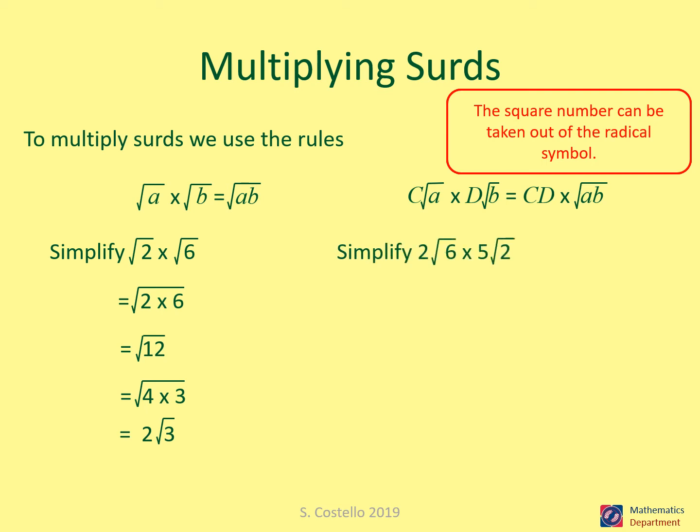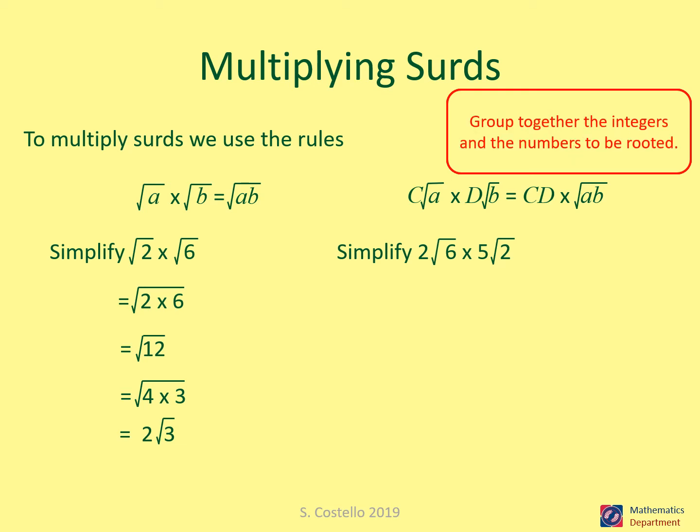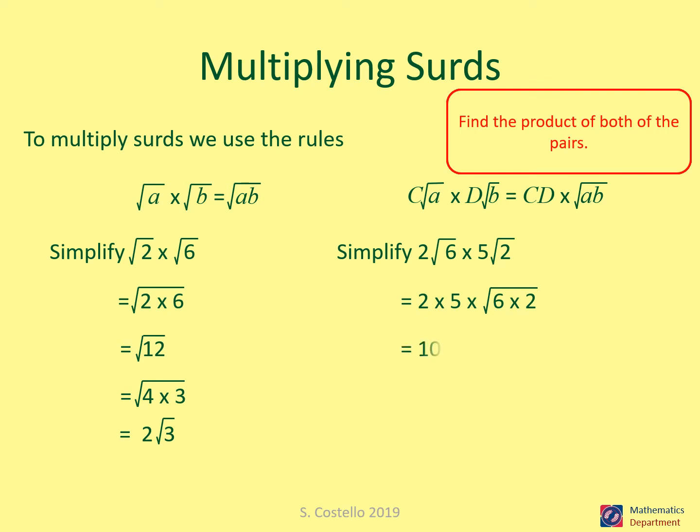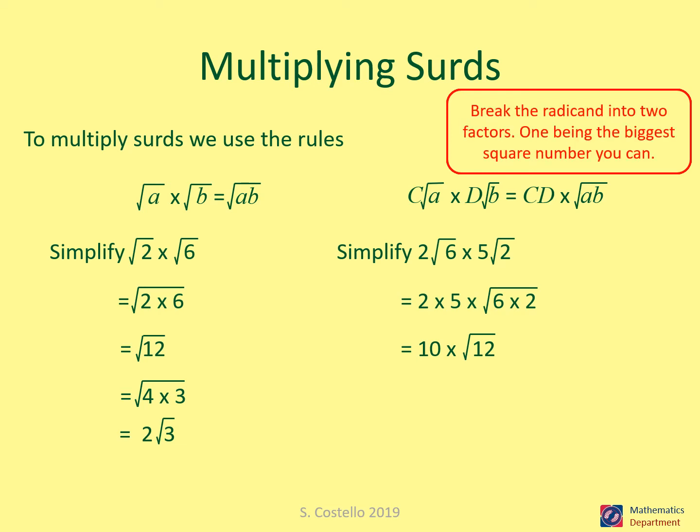So if we try and simplify 2 root 6 times 5 root 2, group together the integers and the numbers to be rooted. So we've put together the numbers outside and the numbers inside the radical symbol. So we've got 2 times 5 times root 6 times 2, which gives us 10 times root 12.